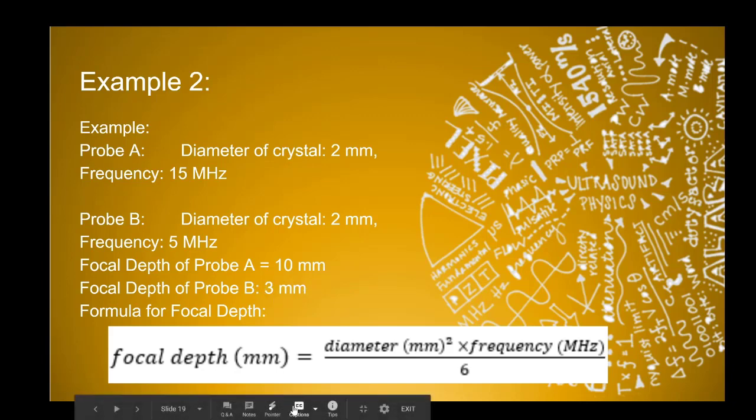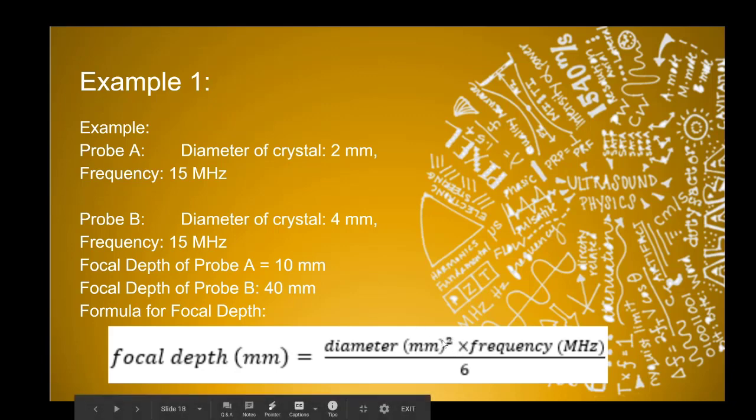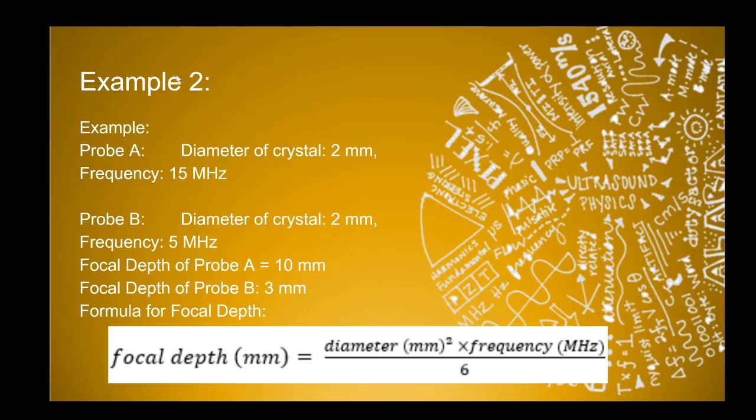I also want to point out, again, I'm going to go back one slide. Look at the difference. 2 millimeter difference made a large difference in the focal depth. And that's because diameter is squared in our equation. When we go to example 2, there's actually a pretty large change in frequency here, but a very small difference in depth. So when we say that high frequencies have deep focal depth, we can fix that by making the crystal diameters very small.